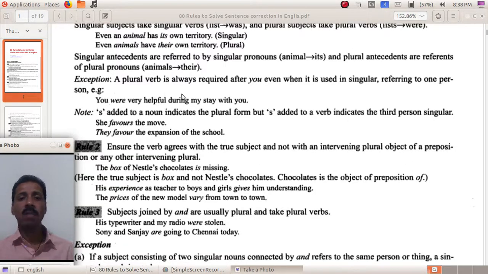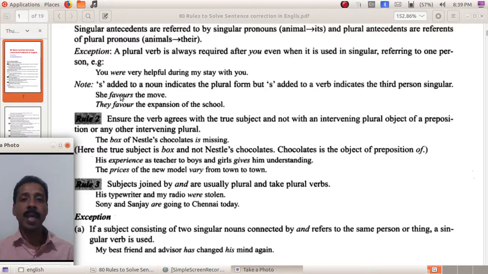Then, exception. A plural verb is always required after you, even when it is used in singular, referring to one person. Example, you were very helpful during my stay with you. That is, in the case of you, singular or plural, the verb will always be in plural form, that you have learned in your lower classes.